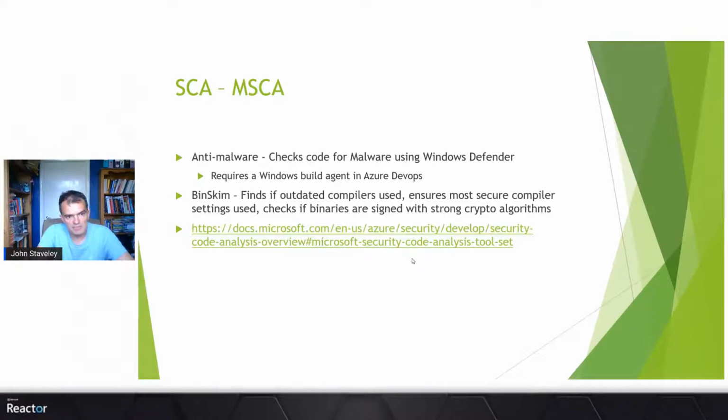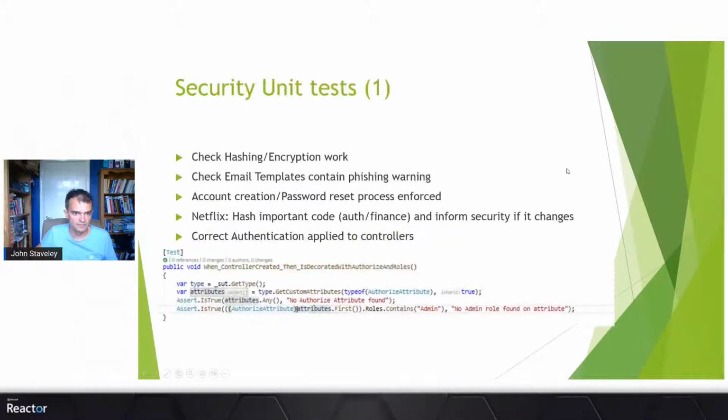BinSkim, so this is for if you've got the attack vector of the binaries being changed in some way. If you're deploying it to someone's laptop or PC, rather than to a web-based server, it can find outdated compilers and bad signing of the binaries you're using. That's part of the NCSA tool suite.